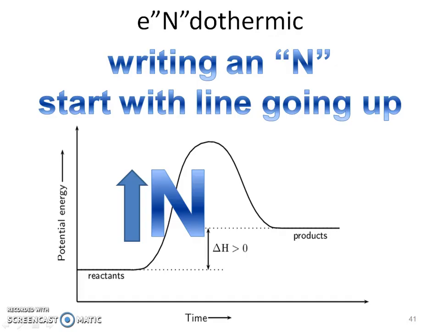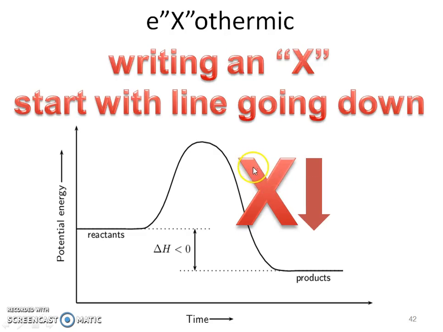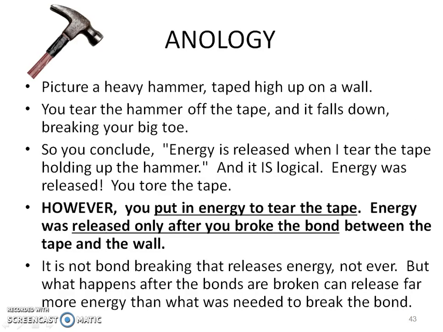And a reminder of 5.2.2, again, this is just a little mnemonic. Usually when you write a capital N, you're going up. So endothermic, right, is going to be going up in that graph. And when you're writing an X, you usually write the X going down first. So that would be exothermic. Again, pause the video and read the analogy.